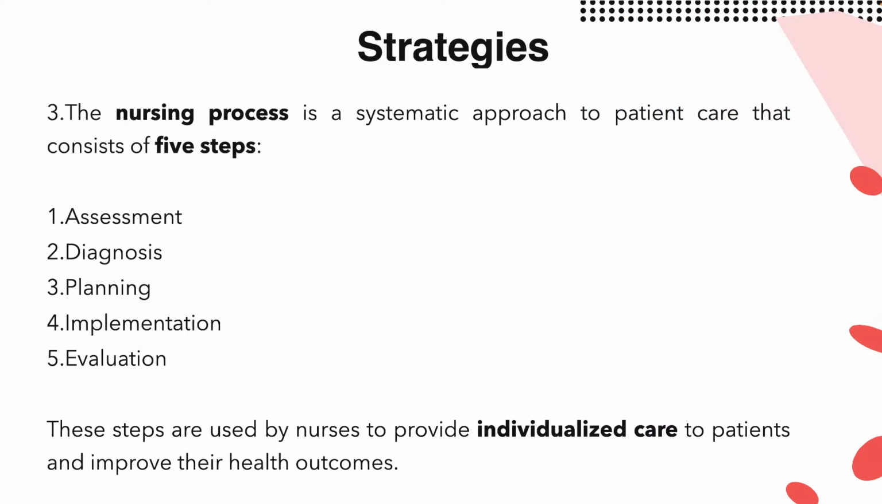Again, I have to mention the nursing process, which is a systematic approach to patient care. I'm pretty sure you all know this, but the nursing process has 5 steps. Number 1, assessment. Number 2, diagnosis. Number 3, planning. Number 4, implementation. And number 5, evaluation. All right. So these steps are used by nurses to provide individualized care to patients.